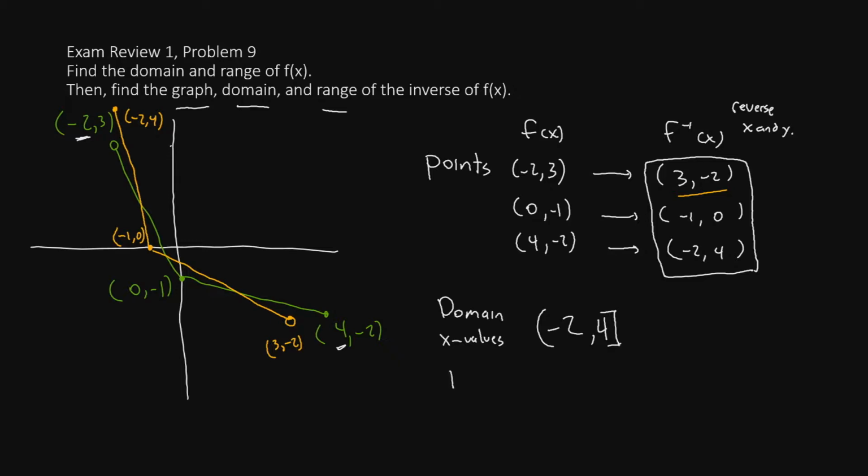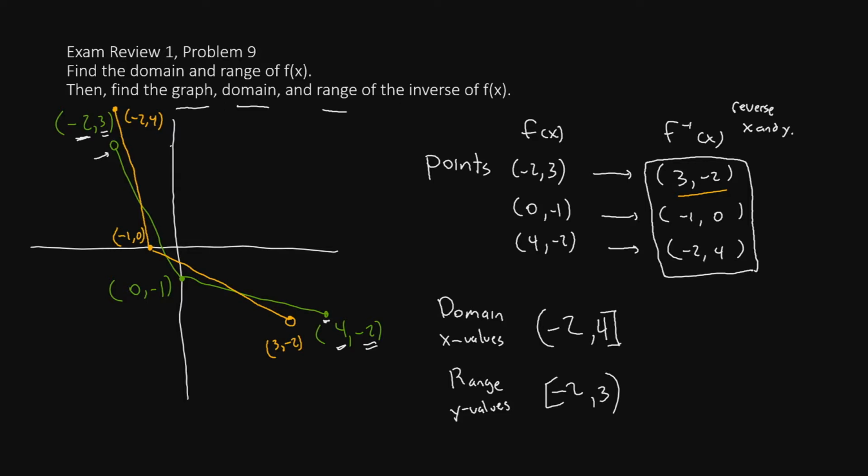To find the range of the original f(x), let's look to the y values and go from bottom to top. At the bottom of the green line is, again, this closed circle, and the y value is -2. We'll place a square bracket, again because this dot is closed. We follow the green line to the left and upward, and the highest that the green line goes is this open circle, and the y value at that location is 3. Again, since it's an open circle, we put parentheses.